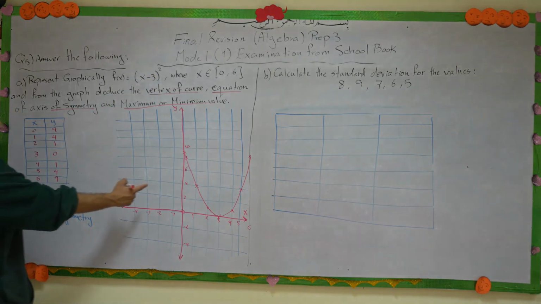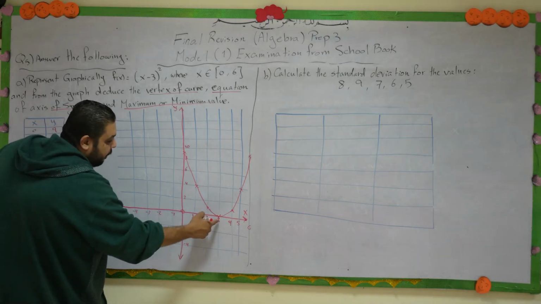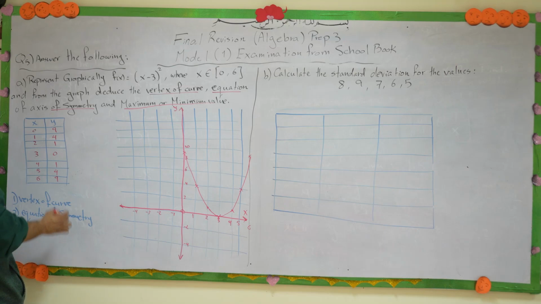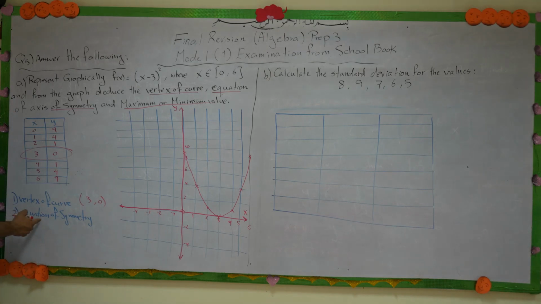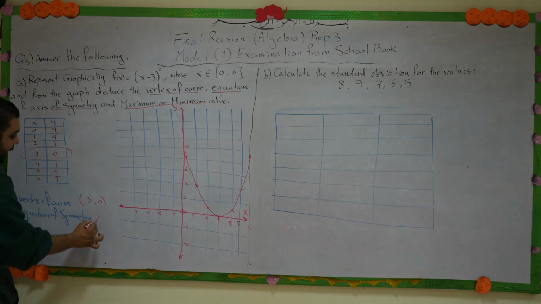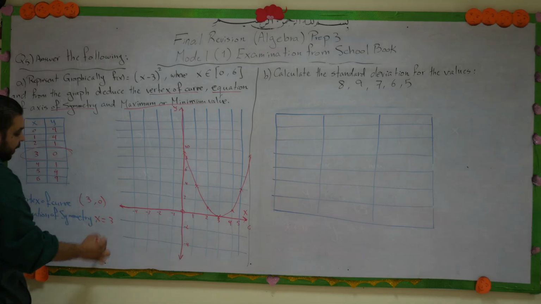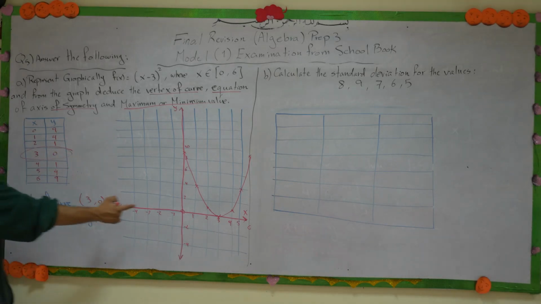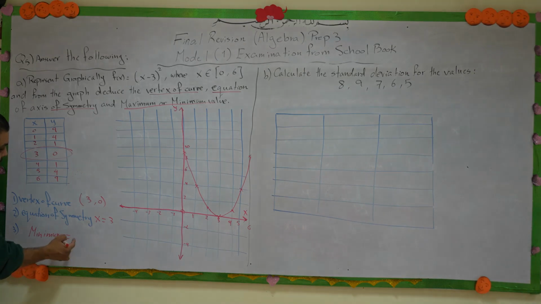We need from the graph to find the vertex of the curve, which is the point in the middle of the curve, which will be 3 and 0, or in the middle of the table, it will be 3 and 0. The equation of the axis of symmetry is always x equals the first number in the vertex, x equals 3. This is the curve of minimum, the minimum value equals the second number on the vertex, equals 0.